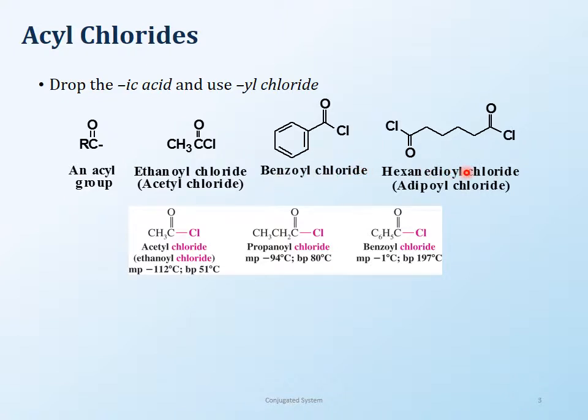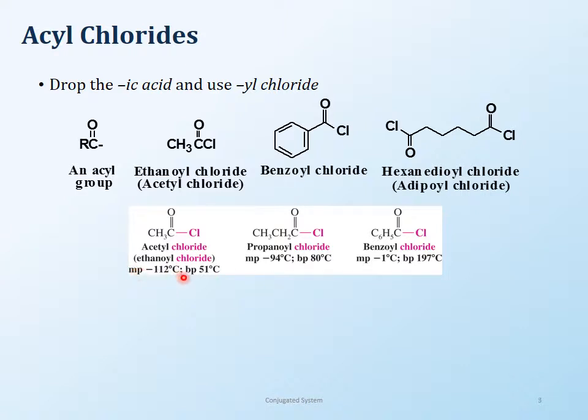Hexanedioyl chloride is coming from the fact that you have 6 carbons over here, and then the carboxylic acids would have been over here. And so it's dioyl also because you have 2 acyl chlorides instead of just 1. So that's hexanedioyl chloride. Some of the properties are given also over here. I'm not going to go over the properties of acyl chloride very separately. There's a table at the end, but I'll just deal with it a little bit now also.